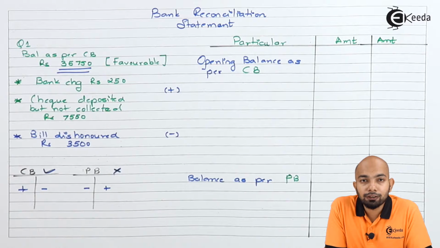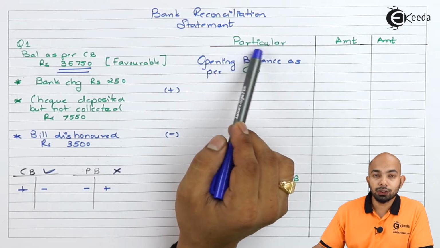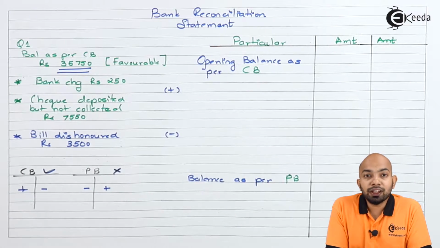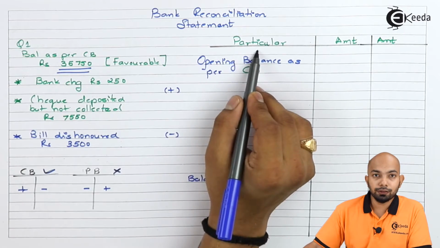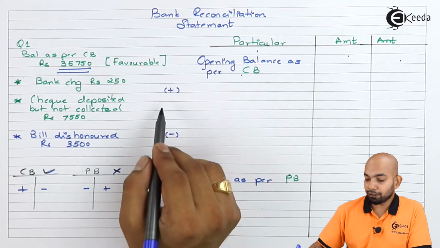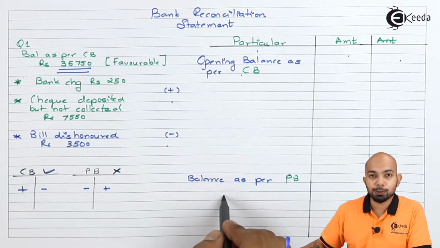Let's go ahead and do the formatting of this specific situation. As it is a favorable balance, that means this is a positive balance. The specimen has been mentioned here. You have particulars, you have amounts, you have all the transactions mentioned here. The specifications or the format has been already mentioned here. We have particulars, we have amounts, we have the favorable balance part here, we have additions, we have subtraction signs, and we have the balance as per the specific book.